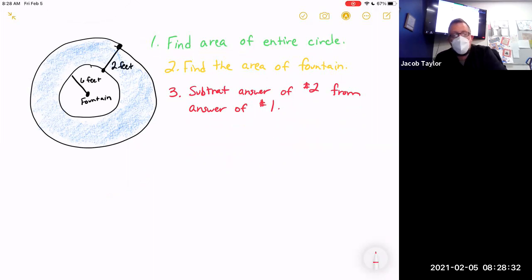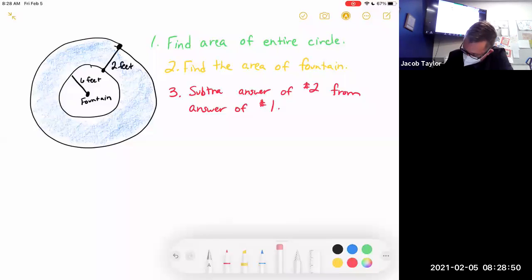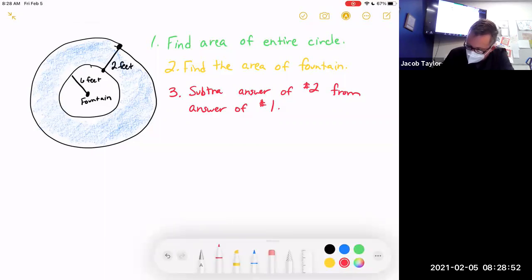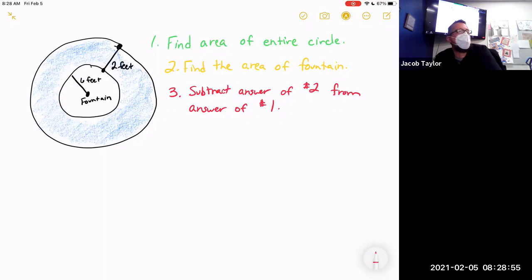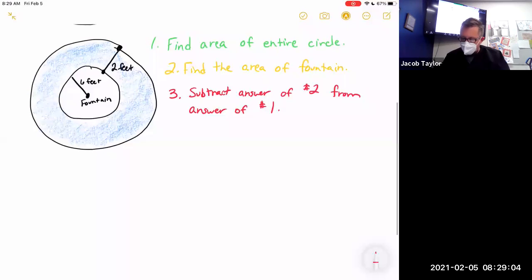So step 1, find the area of the entire circle. The penultimate step, find the area of the fountain. And the final step is to subtract the answers. Third word of the day, penultimate, next to last. Feels like an SAT day.